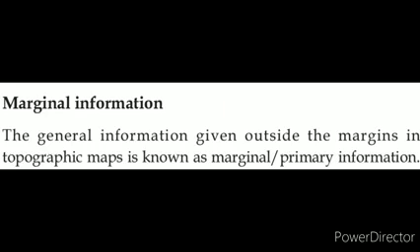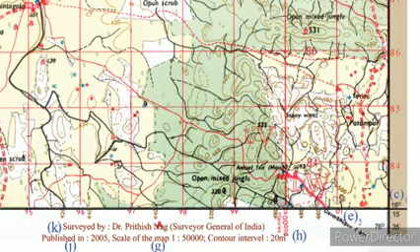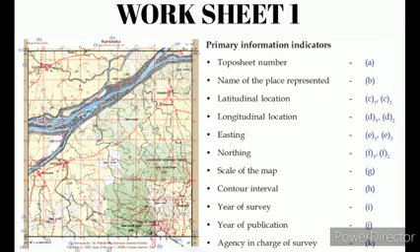Look at the screen. The general information given outside the margins in a topographic map is known as marginal or primary information. It gives the details of the name of the area, topo sheet number, latitudes and longitudes, value of northings and eastings, scale of the map, contour interval, years of survey and publication, and the agency in charge of the survey. These are the marginal informations.